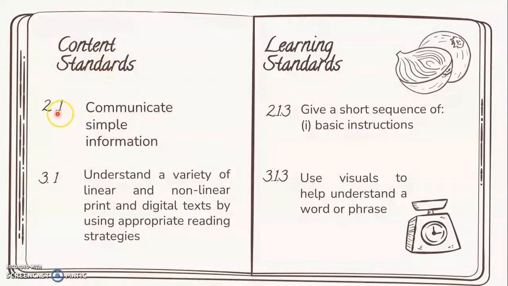Content Standards 2.1: Communicate simple information. 3.1: Understand a variety of linear and non-linear print and digital text by using appropriate reading strategies. Learning Standards 2.1.3: Give a short sequence of basic instructions. 3.1.3: Use visuals to help understand a word or phrase.